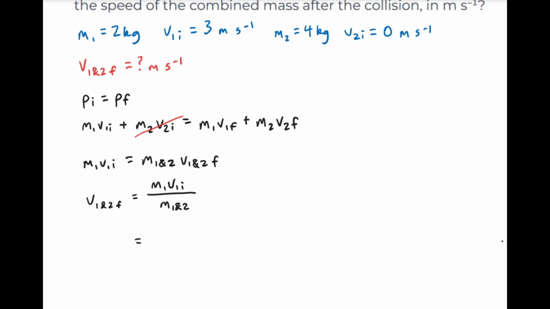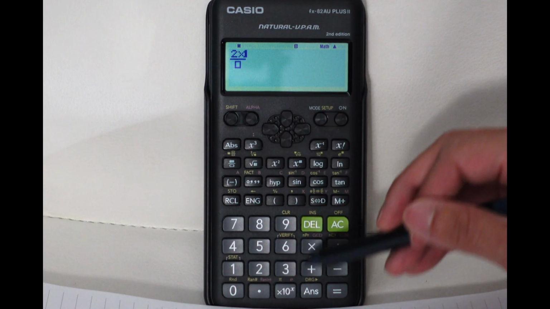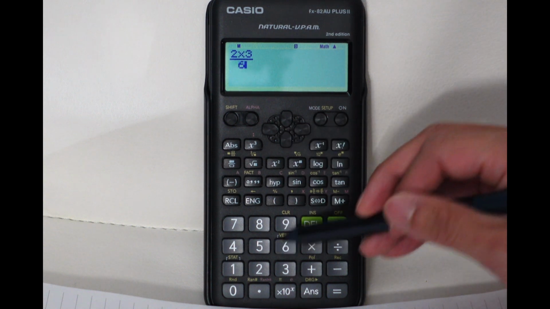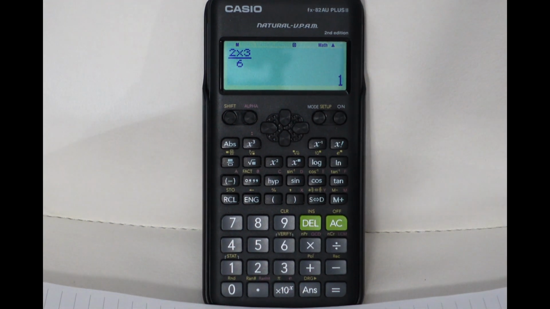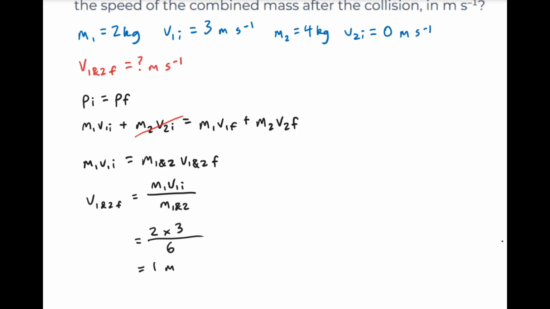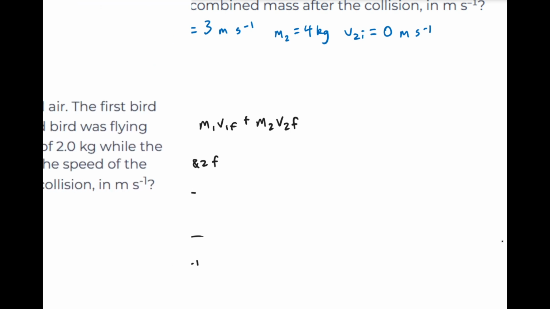Let's substitute our values into the equation. v1 and 2 final equals 2 times 3 divided by 6. Let's put this into the calculator. Fraction button, 2 times 3, then arrow down, then 6. That gives us an answer of 1.0 meters per second.